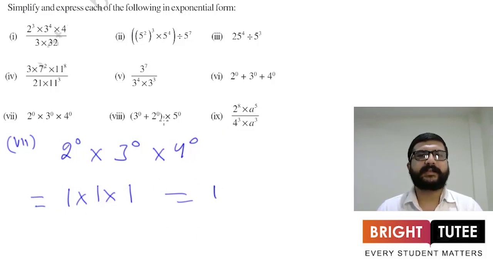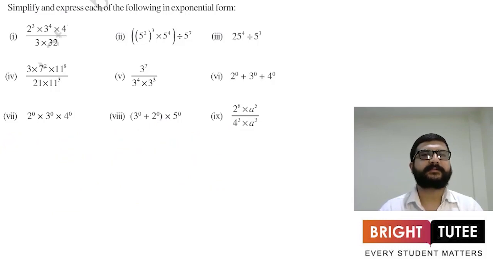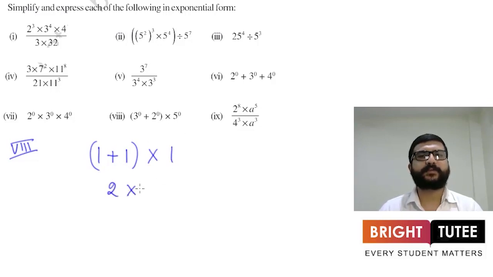Now the next part, the 8th part of this question. This is 3 to the power 0 plus 2 to the power 0 into 5 to the power 0. 3 to the power 0 means 1, plus 2 to the power 0, which is again 1. Now this is multiplied with 5 to the power 0, which is 1. 1 plus 1 is 2, so this is 2 into 1, and any number multiplied with 1 is the number itself, so this will be 2. So the final answer is 2 from here.